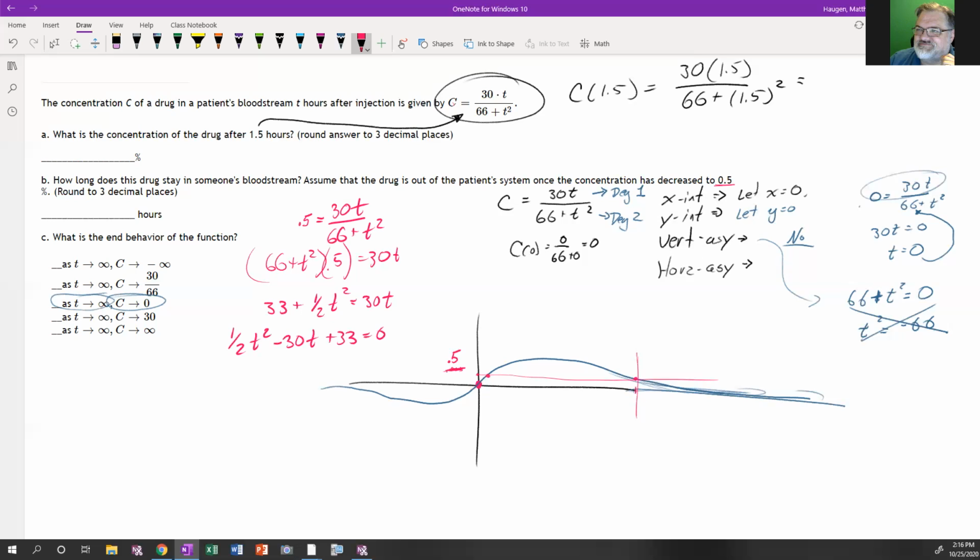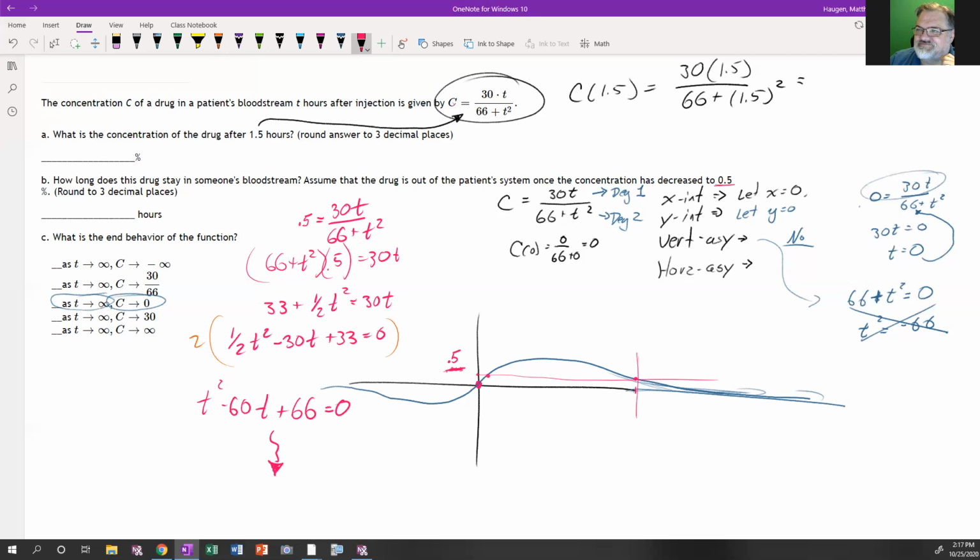equals 0. And I don't necessarily like doing things like this, or factoring or quadratic formula or anything like that with fractions in there. So I am going to multiply by 2 just to make this easier. That's going to give us t squared minus 60t plus 66 is equal to 0. And then we just have to solve that.